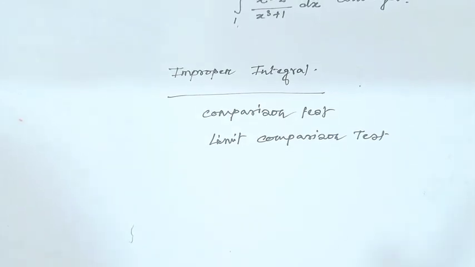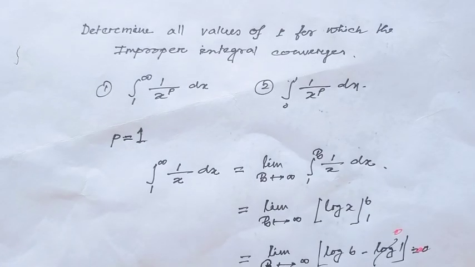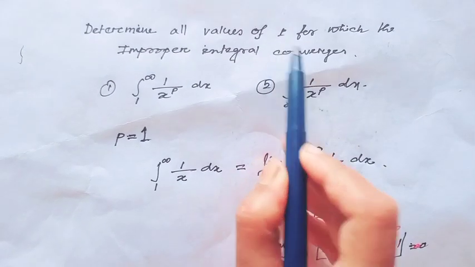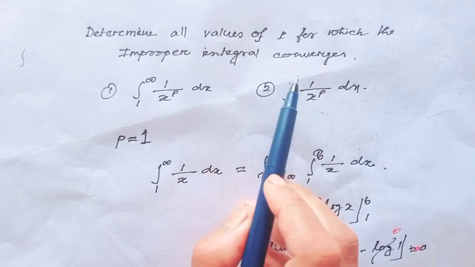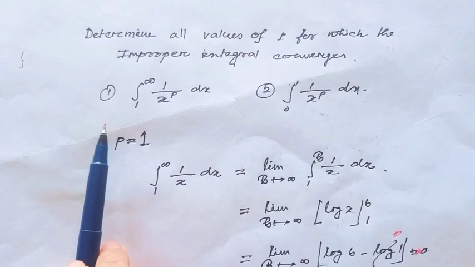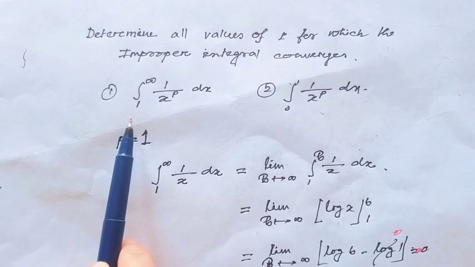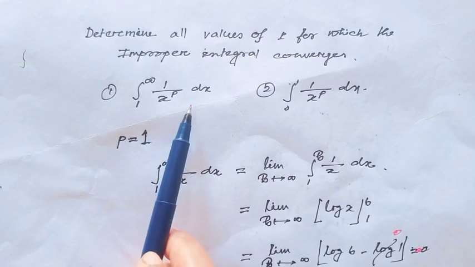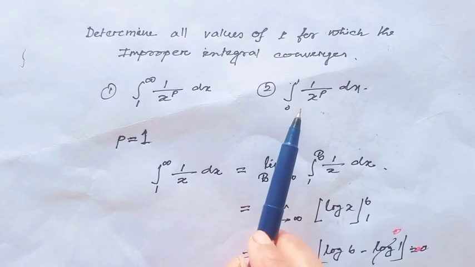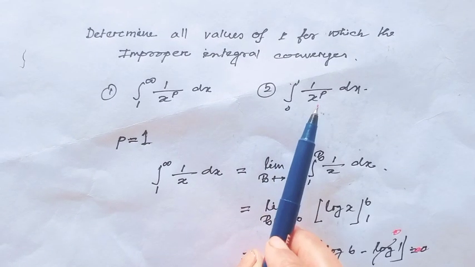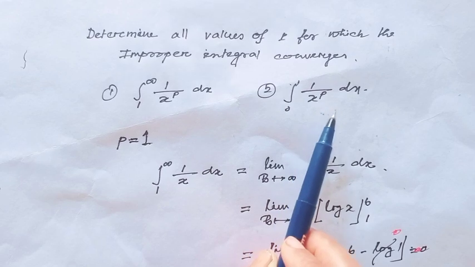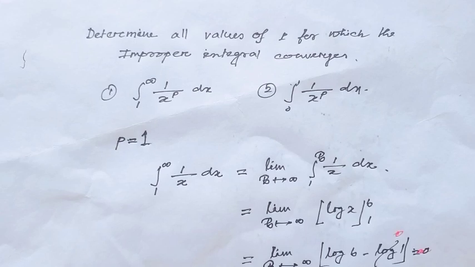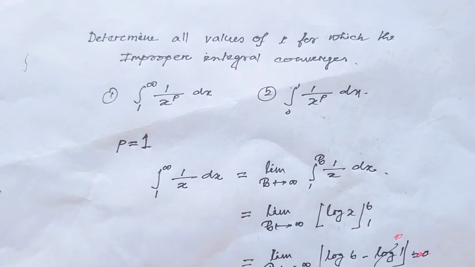Let's see the first example. Our first example: determine all values of p for which the improper integral converges. 1. Integration 1 to infinity 1 over x to the power p dx. 2. Integration 0 to 1, 1 over x to the power p dx. For which value of p do these integrals converge?